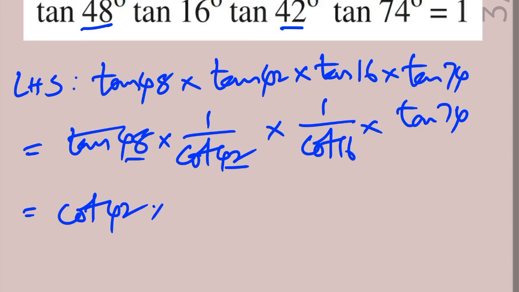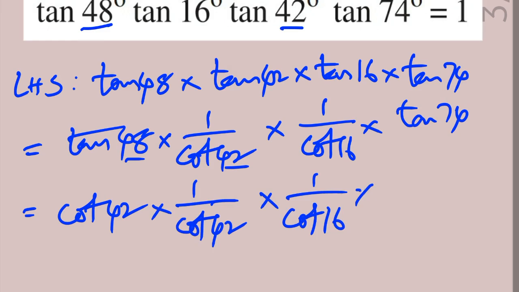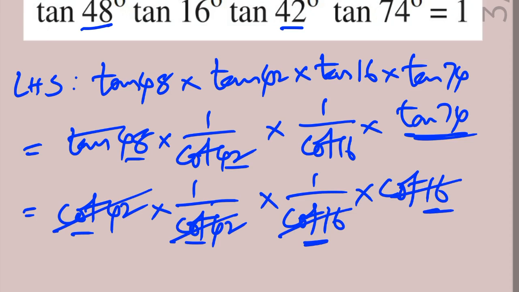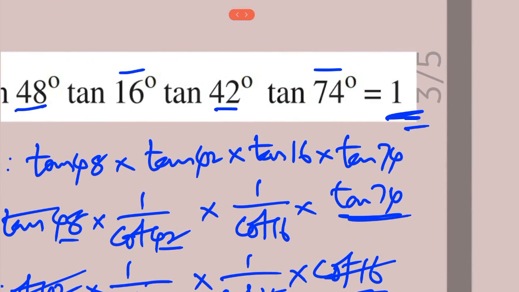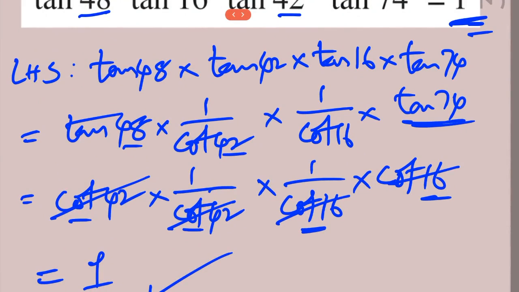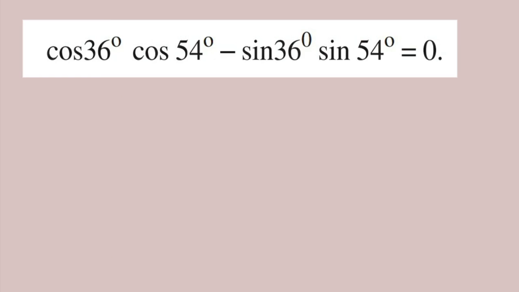And now here there is no change, cot 42, and coming to here cot 16 is there. And what is the complement of tan 74? Again cot, the complement of tan is cot, and what is the complement of 74? 16. So again these two are equal, this one and this one are equal, and here this one is equal, so both get cancelled, and these two are also cancelled. Finally 1 is the answer. So here we have to prove 1. Yes, we proved it. So in this way we can use complementary angles and trigonometric ratios.